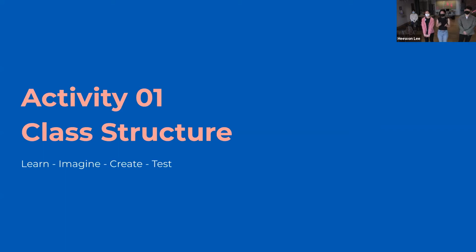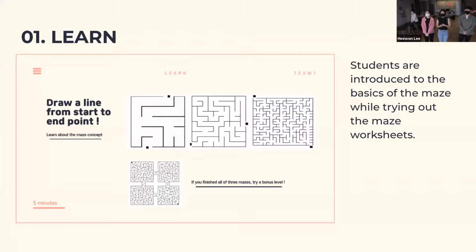The Activity 1 class structure follows learn, imagine, create, and test. For the learn part, the students are introduced to the basics of the maze while trying out the maze worksheets. The maze worksheet comprises 3 levels of maze and even a bonus level. The students will complete these mazes in around 5 minutes. We put these mazes in different levels so that they can learn how mazes become more difficult, and at the same time accommodate students with different levels, so nobody feels left out.